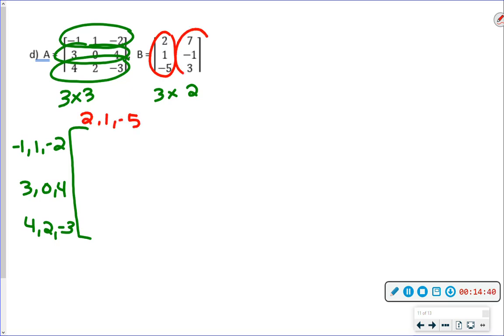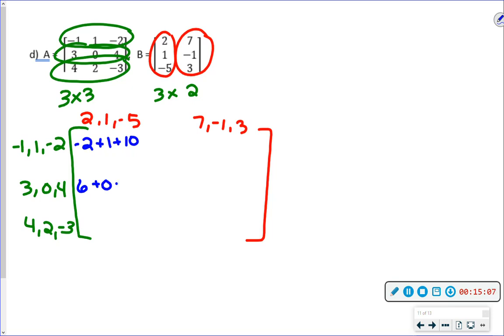Seven, negative 1, and 3. Okay, so we've got a lot of multiplying to do because there are so many numbers. So we're going to do all the multiplying, and I'm going to total at the very end. Negative 1 and 2, 1 and 1, positive 1, so I put a plus, negative 2, negative 5. I'm going to go back through and total all of the 3 and 2, 0 and who cares, 4 and negative 5. 4 and 2, 2 and 1, negative 3, negative 5. And we'll total those up in a second.